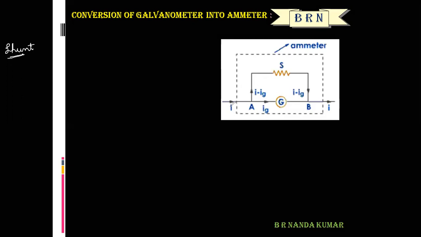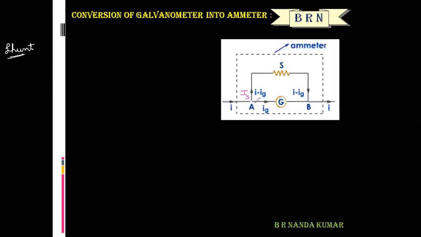Here I is the main current flowing through this circuit. A is a junction. At this junction, the current splits into two parts. One is Ig and let us consider the other one as Is. Is is the current flowing through the shunt. Ig is the current flowing through the galvanometer, and then the galvanometer shows the full scale deflection.